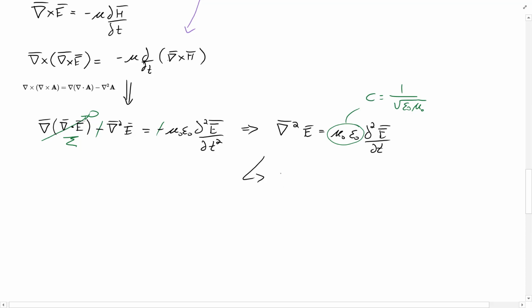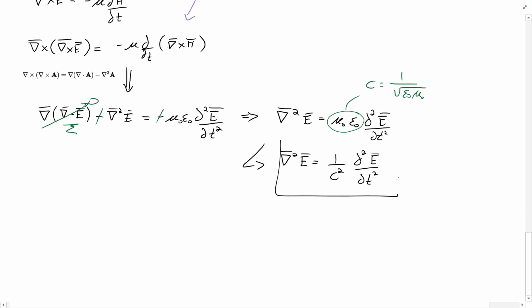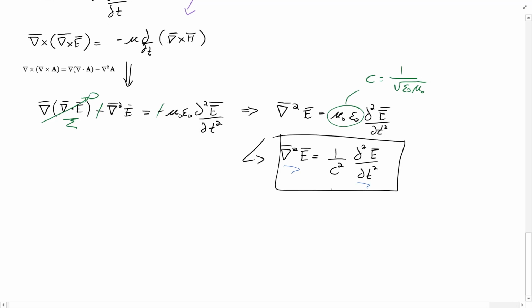So finally, we can write the Laplacian of our electric field. That's 1 over the speed of light squared times our second order derivative with respect to time of the electromagnetic field. So this is now in the form of a wave equation, just with the spatial disturbance on the left resulting in our temporal disturbance on the right, related to the speed of light.